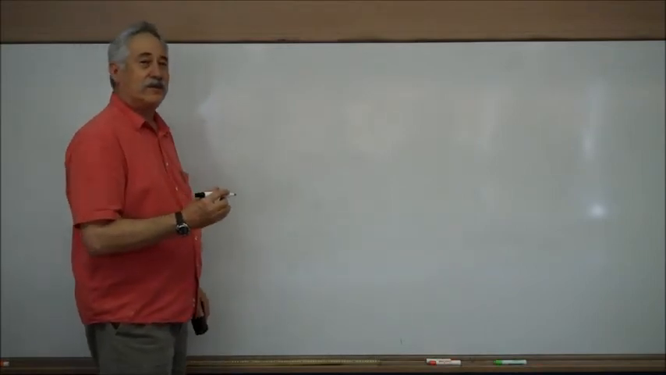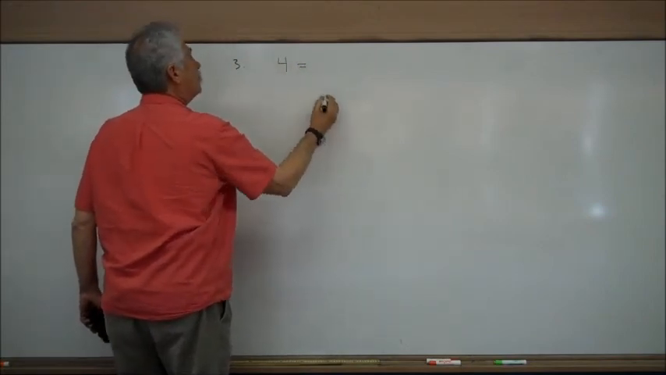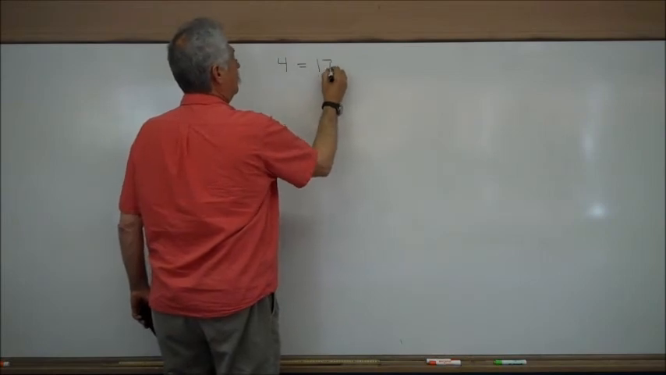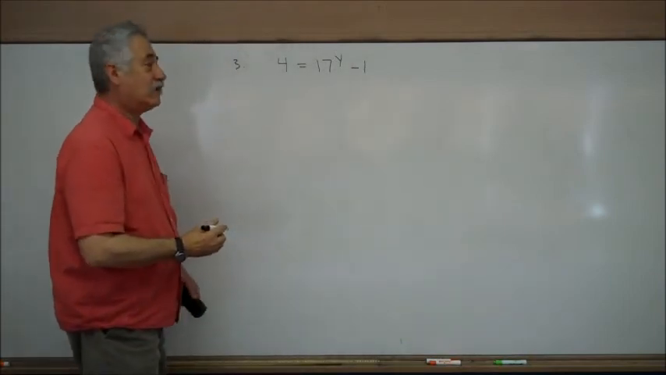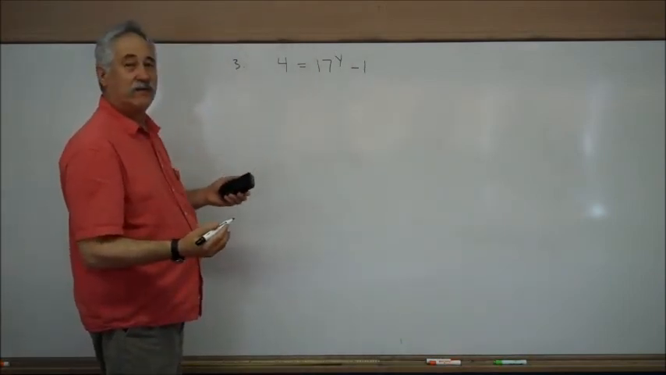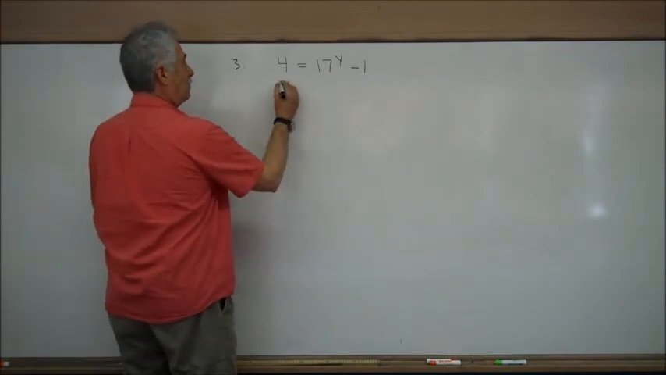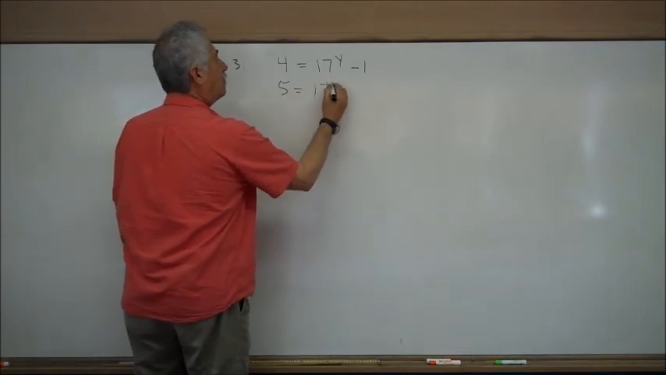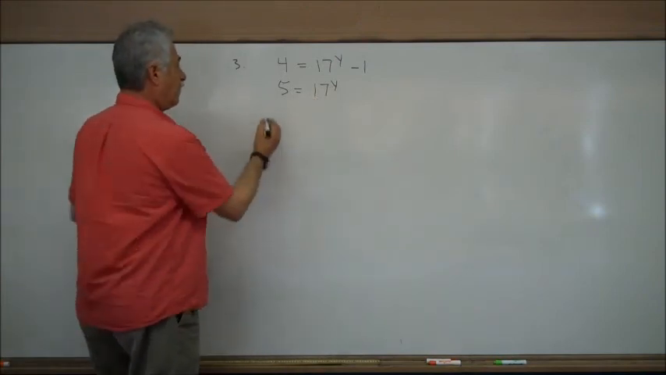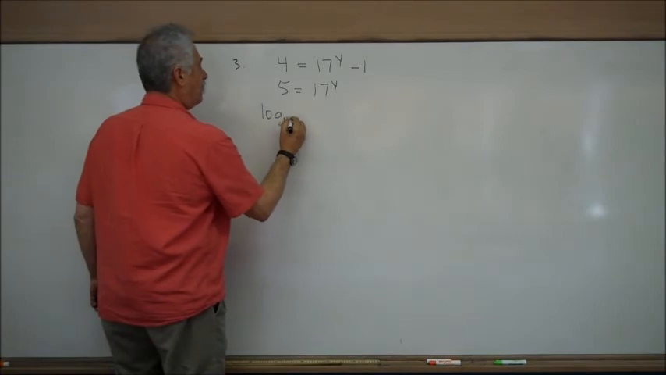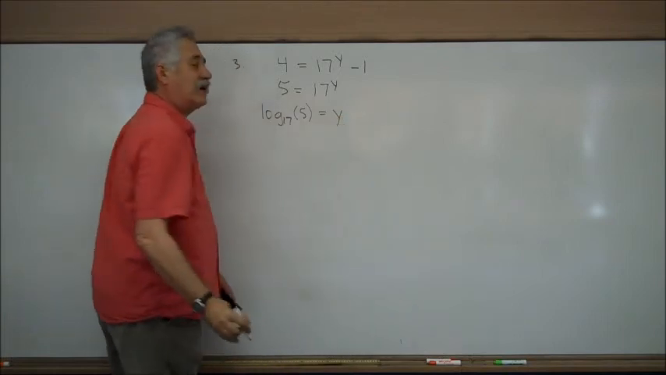2 more problems. 4 equals 17 to the y power minus 1. Doesn't matter what side the variable's on. All we want to do is isolate the term with the variable in it. Add 1, and we have 17 to the y power. Now we wish to remove the base, 17. It becomes a logarithm, base 17 of 5 equals y, and we have completed the work.